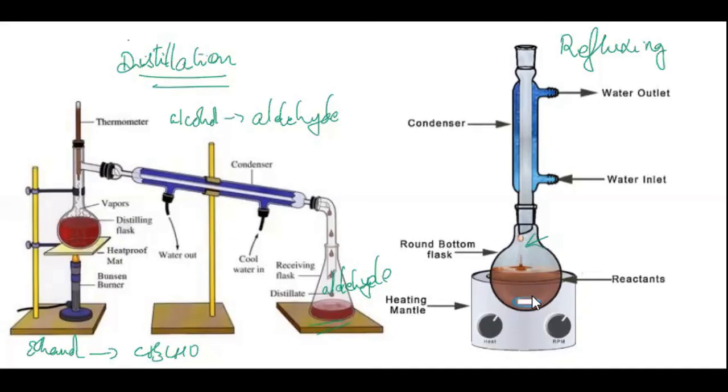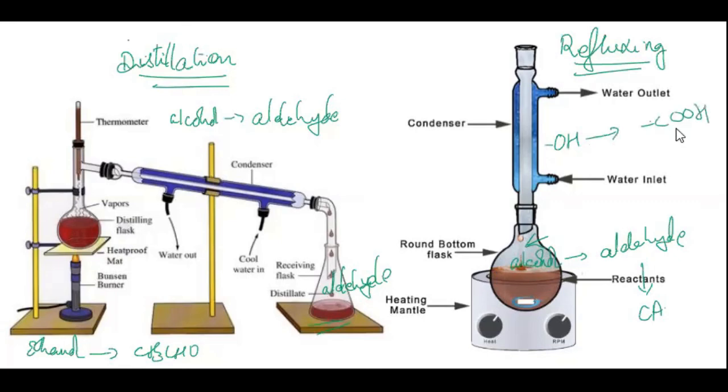So what happens? Here there is acidified potassium dichromate. This acidified potassium dichromate will further oxidize it into carboxylic acid. We have the alcohol, which is oxidized to aldehyde, which gets further oxidized to carboxylic acid, meaning refluxing helps an alcoholic OH group to get converted into carboxylic acid. We will not be able to get aldehyde if we choose refluxing.